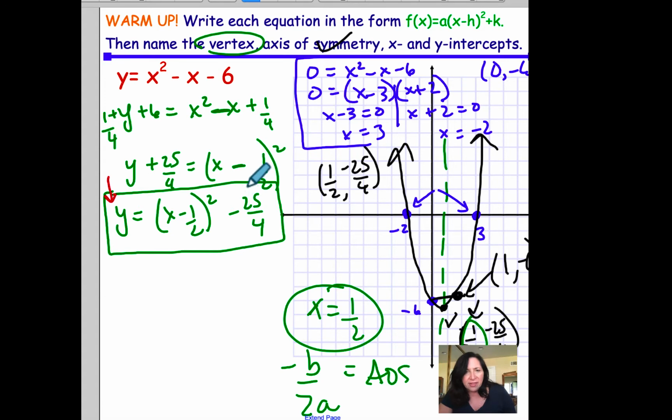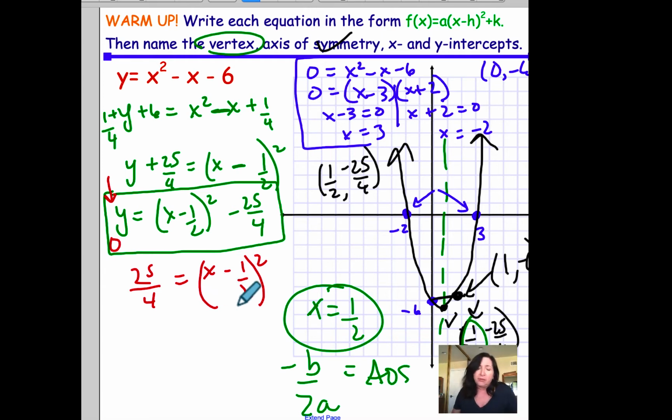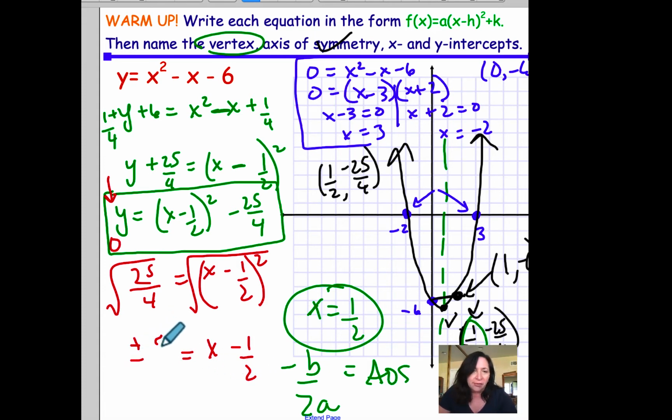So that means this 25 fourths, I'm going to move back over to the other side because that's now 0. So we have positive 25 fourths is equal to x minus 1/2 quantity squared. Because I've already completed the square so that I could find the vertex, I'm already done. All I have to do is square root both sides. Remember that when I'm looking for the x-intercepts, I'm looking for two values because it's quadratic. When I take the square root of this, I get x minus 1/2. When I take the square root of the other side, I actually get plus or minus 5/2.